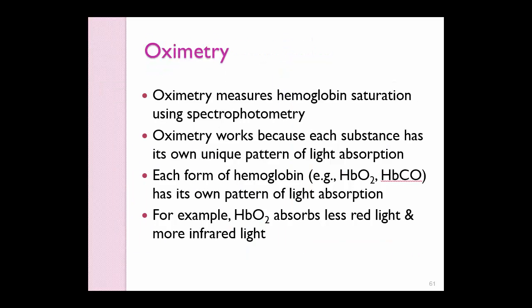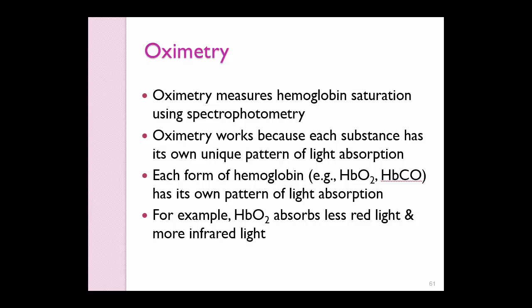And the next topic is oximetry. Whether this is pulse oximetry or hemoximetry, it uses the same idea, which is spectrophotometry. And that works off of different patterns of light absorption for each substance, whether it's hemoglobin with oxygen on it, hemoglobin with carbon monoxide on it, or empty hemoglobin. That's the way it works. It all absorbs light differently.